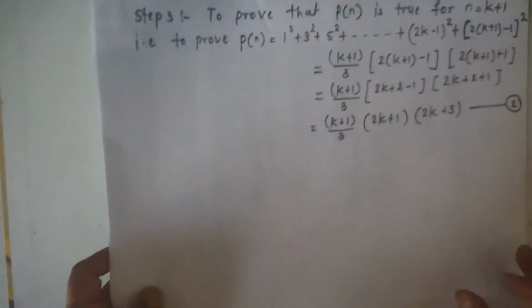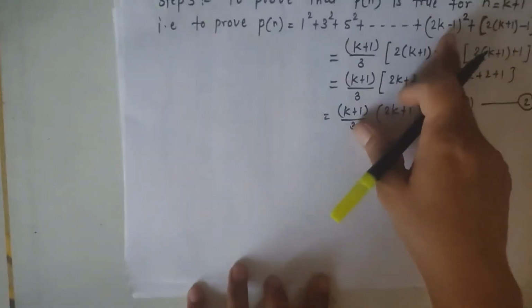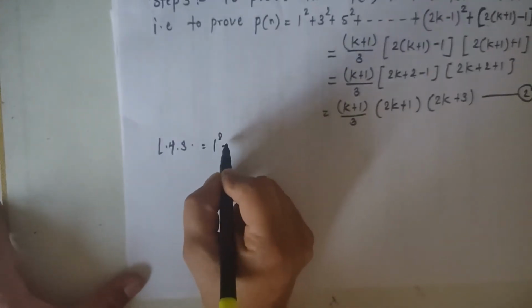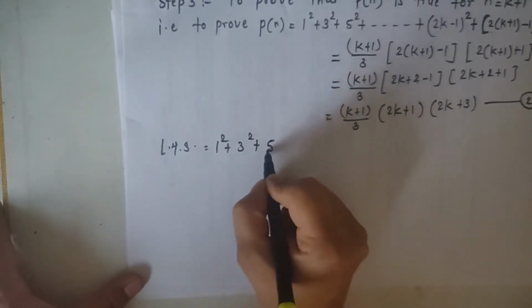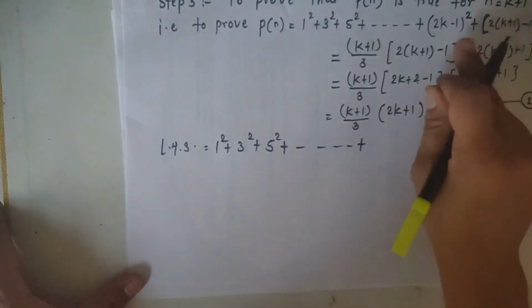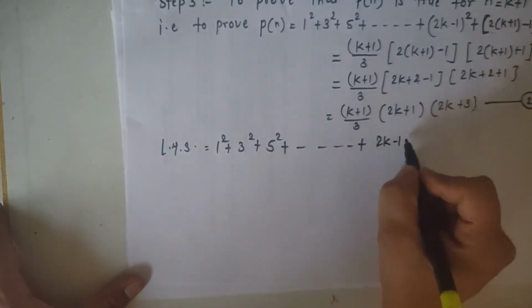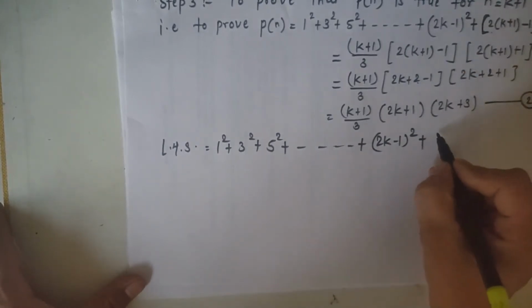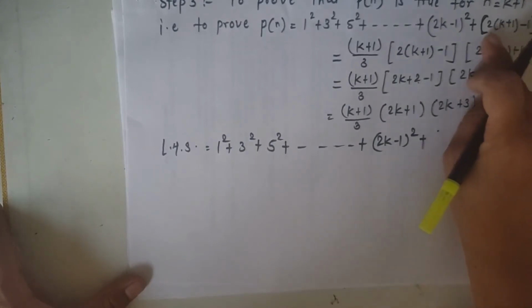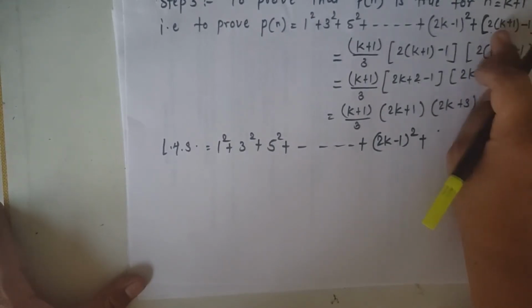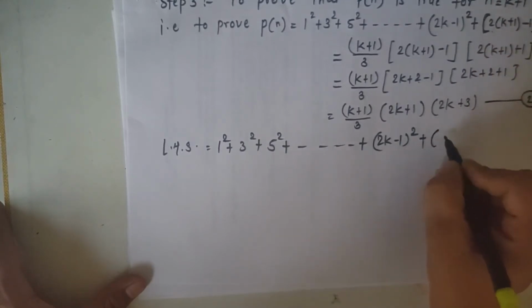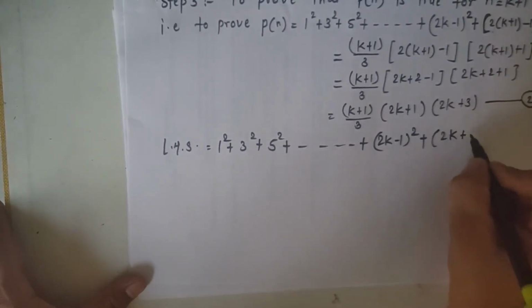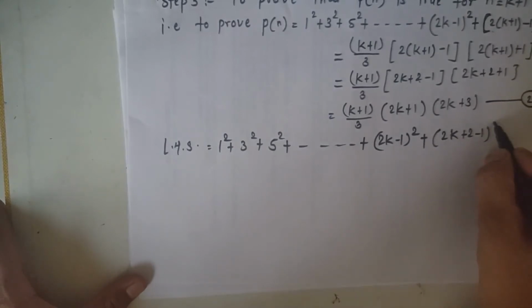Now here we have to prove this statement. So first consider the LHS. LHS of this statement is 1 square plus 3 square plus 5 square plus the second last term (2k minus 1) bracket square plus this term, by solving this term, (2k plus 2 minus 1) square.